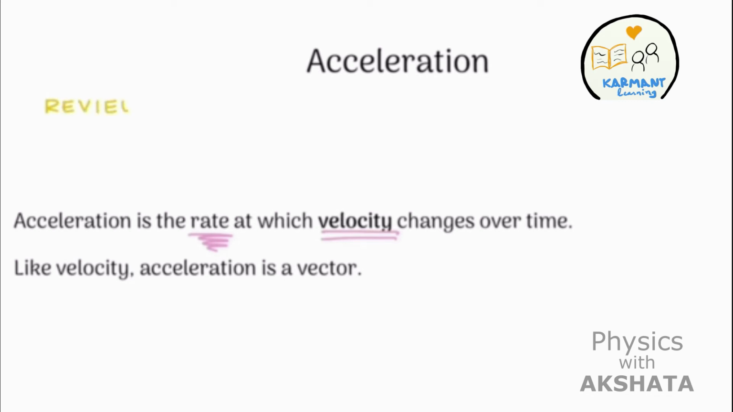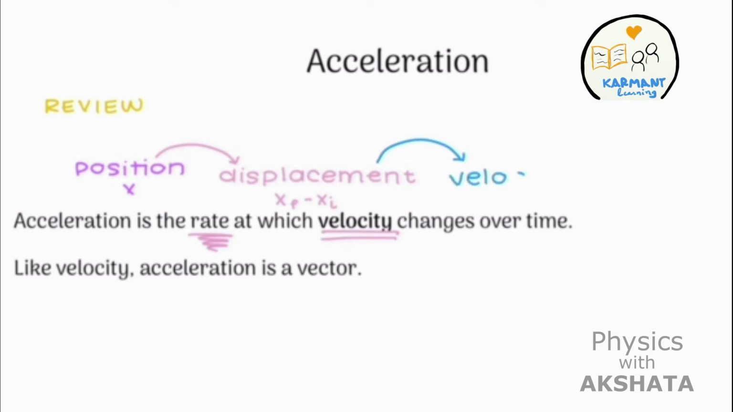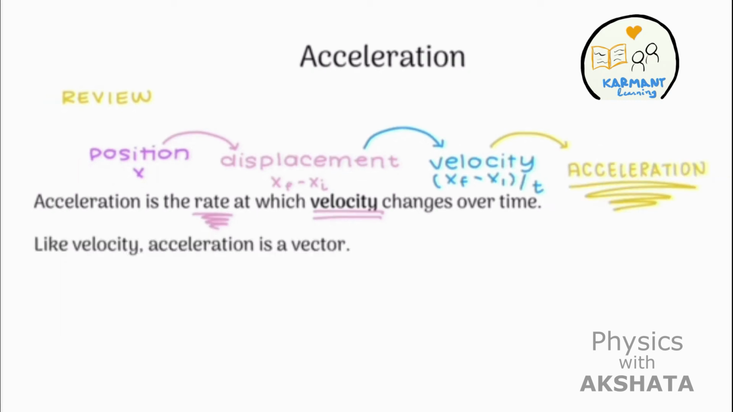I know we've covered a lot so far, so let's do a little review. Remember, position is the location of an object relative to the axis. Displacement is the change in position, x final minus x initial. Velocity is the rate of change of position, so x final minus x initial all over time. Finally, acceleration is the rate of change of velocity. Like velocity, acceleration is a vector quantity. This means that it has direction and a magnitude.